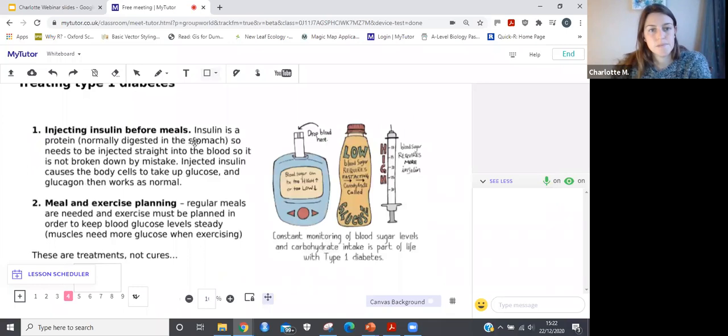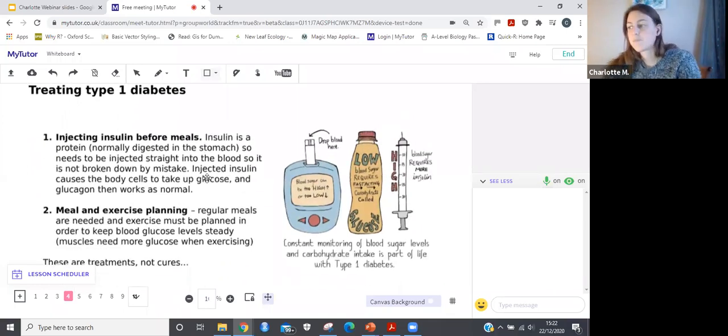Okay. How do we treat type 1 diabetes? The first and most usual method for treating type 1 diabetes is to inject insulin before meals. Insulin, as we briefly came across in those answers, is a protein. And normally our stomach digests proteins. So we need to inject insulin straight into the blood rather than taking it as a pill, as was mentioned in the Q&A there. So it's not broken down by mistake in the stomach before it can get to where it's needed. So we inject insulin straight in, and it causes the body cells to take up glucose.